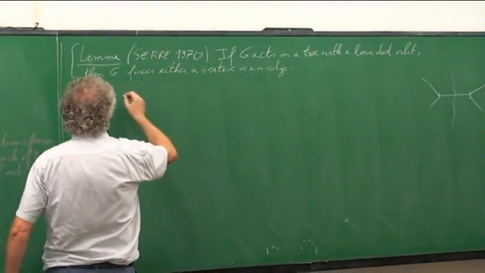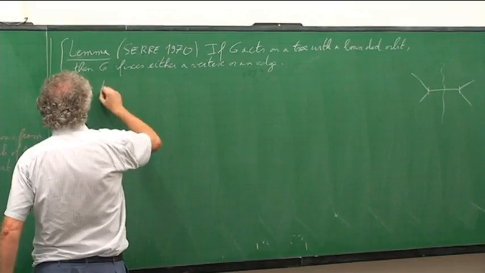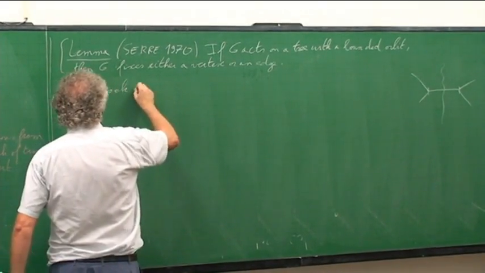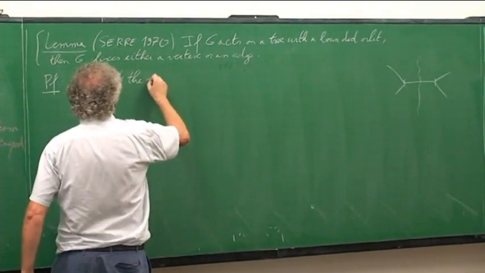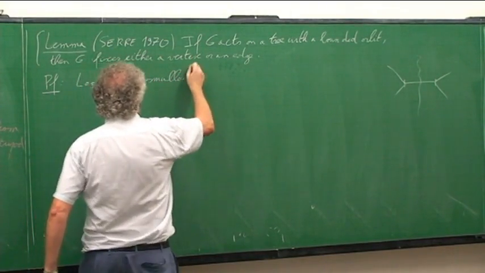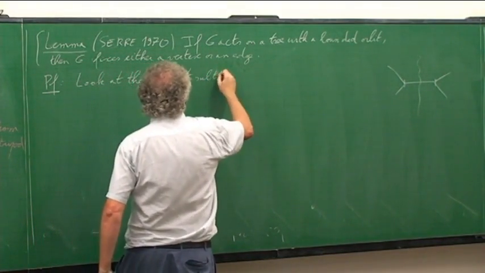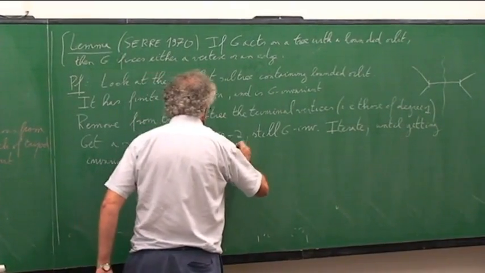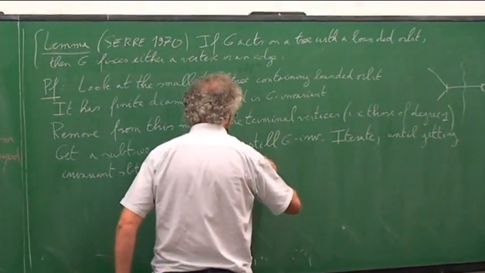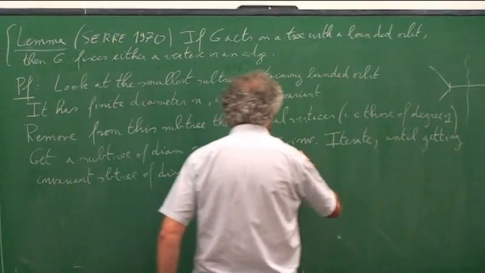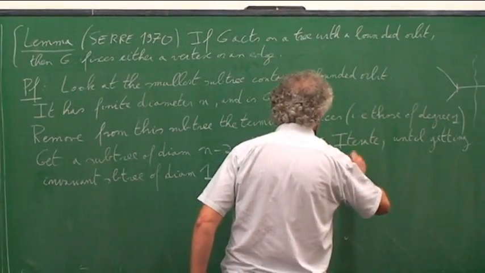Okay, look, take the bounded orbit and look at the smallest subtree. It is either an edge, or a vertex.